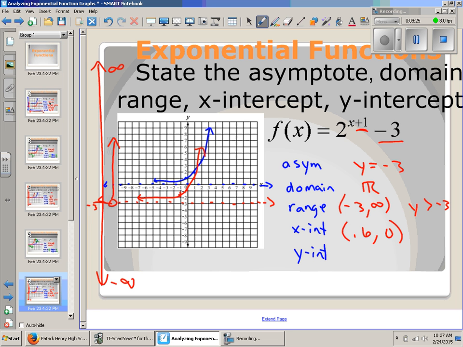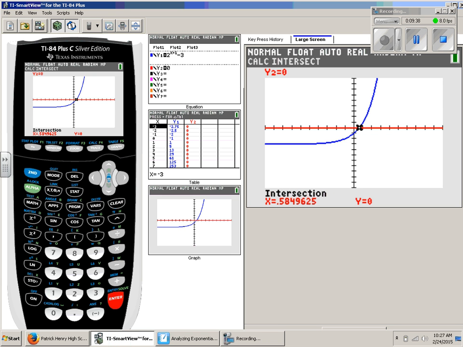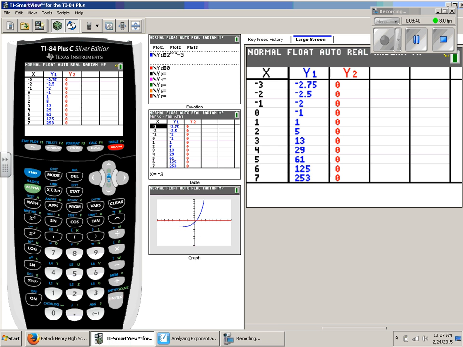Y-intercept, that one looks fairly easy. We went down 3 and over to the left 1. So it's the ordered pair (0, -1). If we're not quite sure, let's go back to our calculator and let's use the table. 0 in the x, so (0, -1).